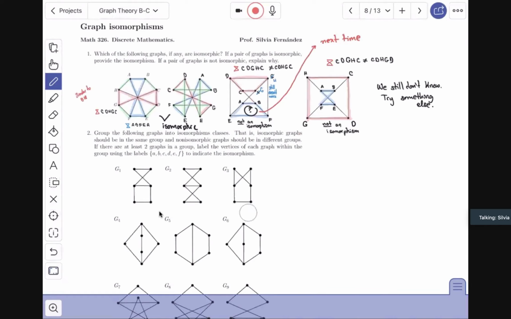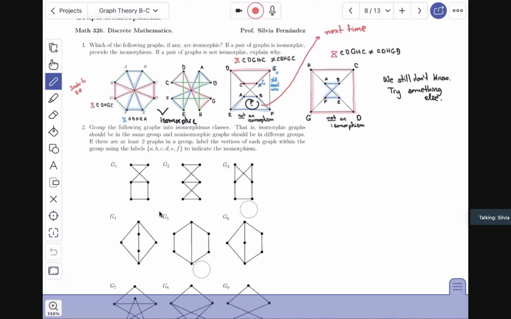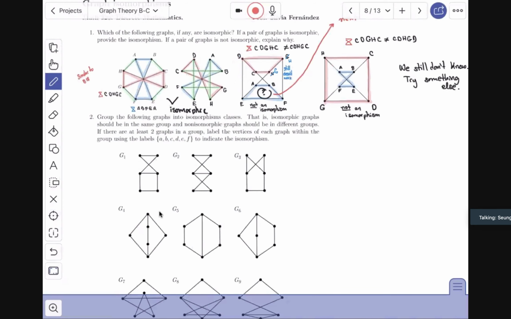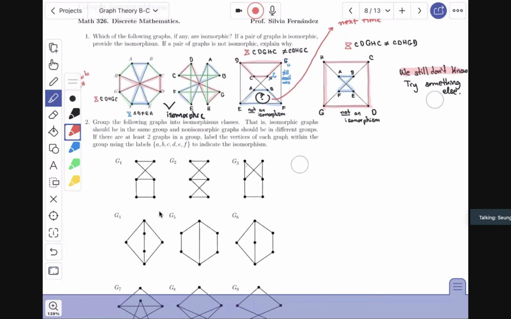All right. So this, Professor, just real quick. So they are not isomorphic. Was that your conclusion, or no, we don't know yet? We don't know yet. We'll go over it next time. We still don't know.